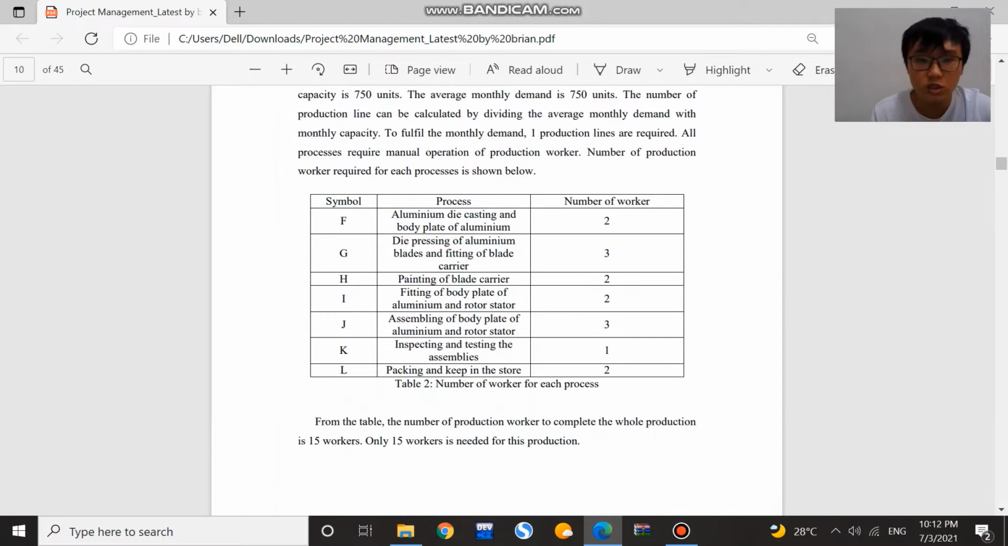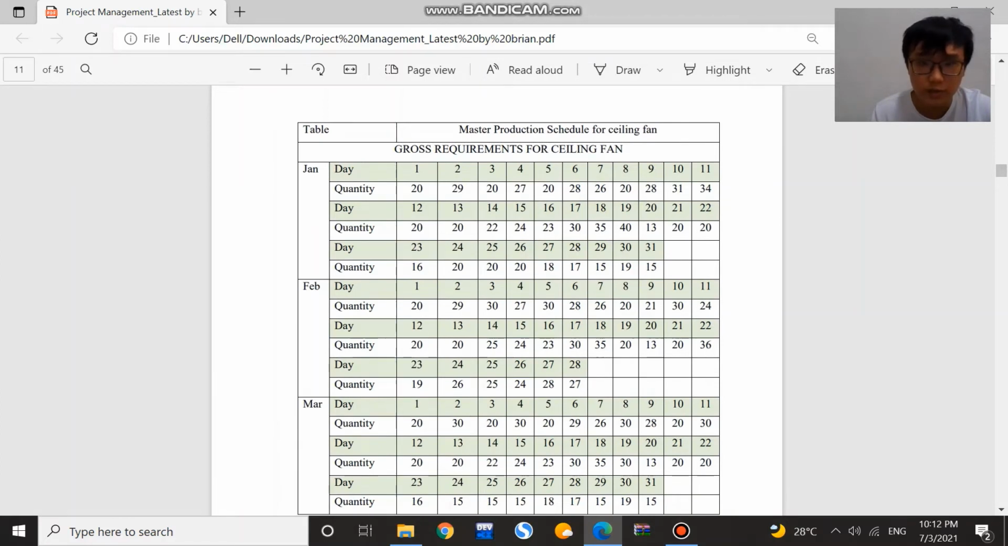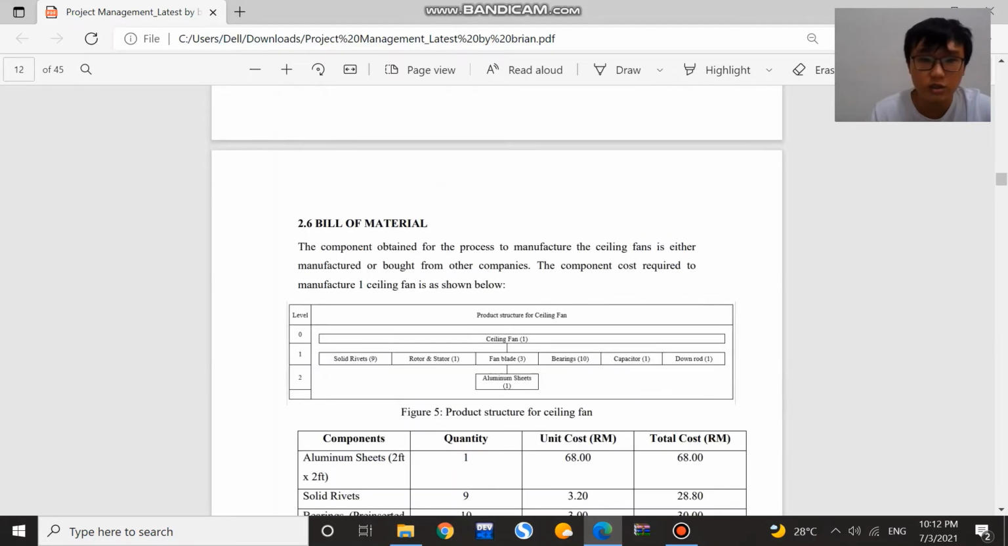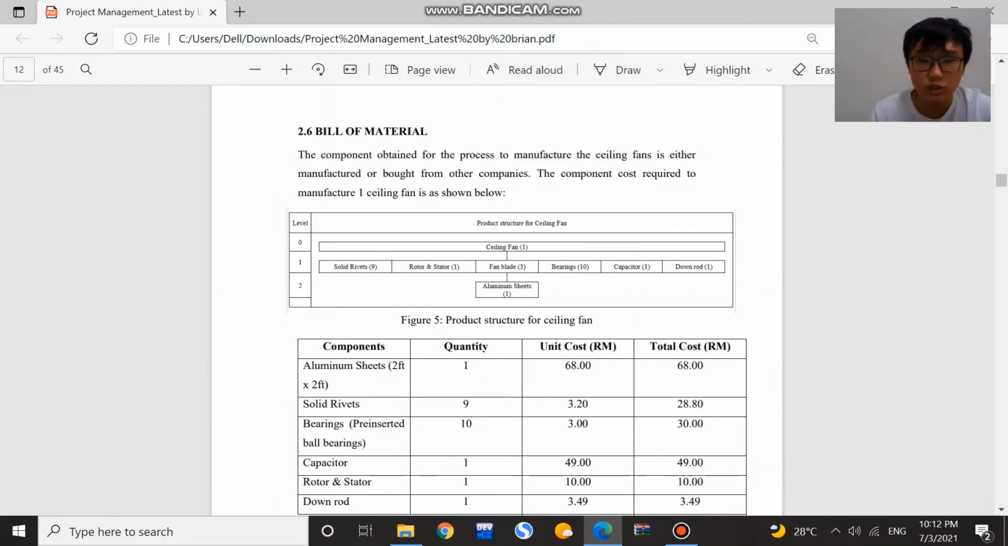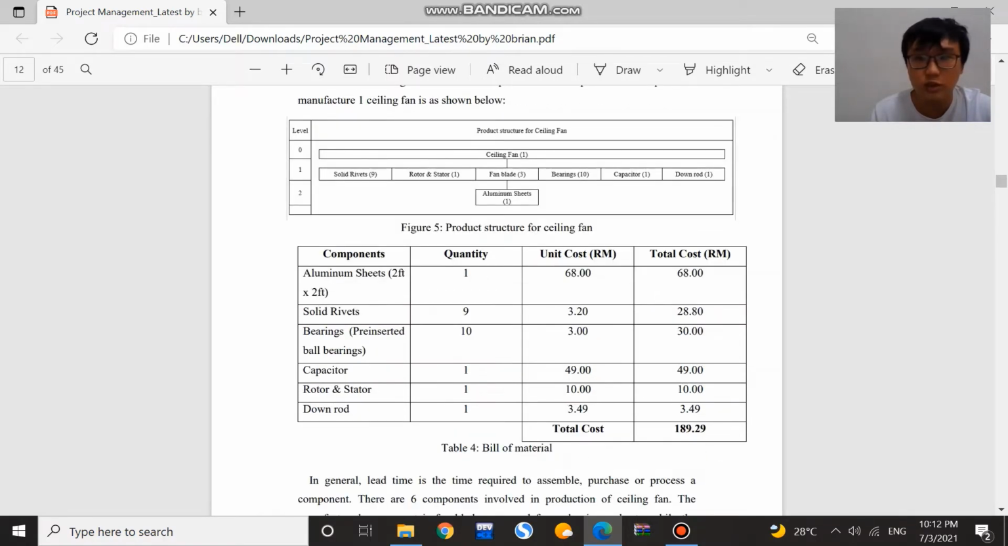Okay, so this table shows the number of workers of each process. Based on that, we found that the number of production workers is 15 workers for one production line. Okay, next. This is the master production schedule for ceiling fan for the first 3 months. Okay, next. So this is the product structure of the ceiling fan, and then this is the bill of material that shows the cost of manufacturing a ceiling fan.